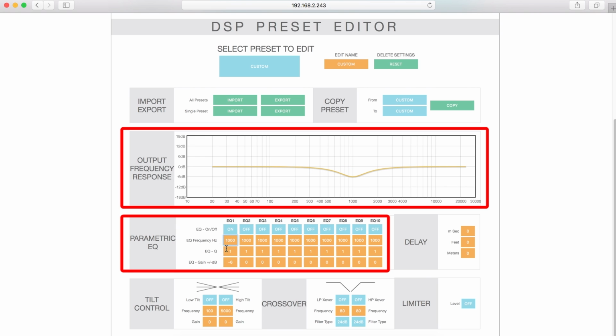The EQ Q field sets the width of the adjustment range. Lower values dictate a wider bandwidth, while higher values dictate a narrower bandwidth.